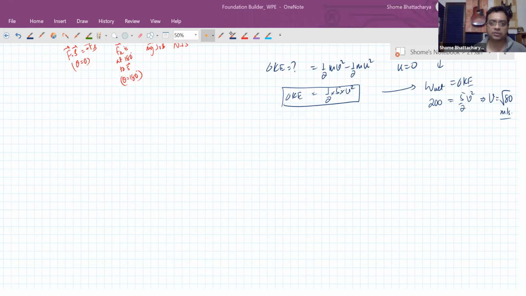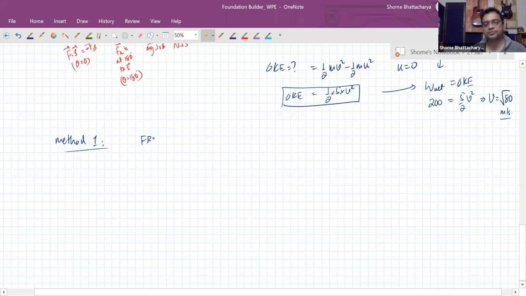Okay, now just to illustrate, we will also solve this by method one. What if we did not use work energy? Method one was using a free body diagram and kinematics. How would we solve that? You'll see, we'll come to the same answer.